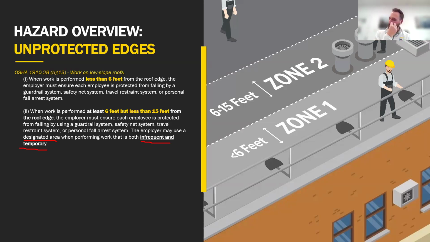It's not a painted line. We'll get into that in a minute. So it's basically a warning line, a flag system I can use at 6 to 15 feet away. But I can only use it if the work is considered infrequent and temporary.